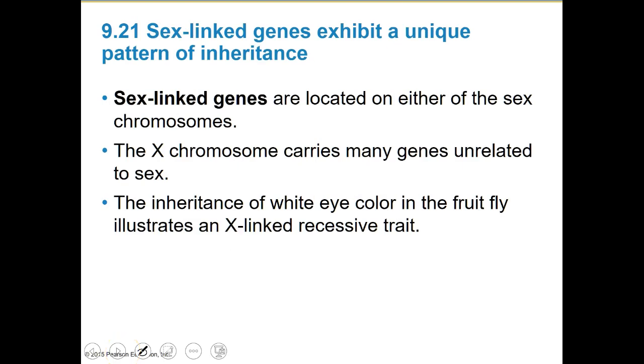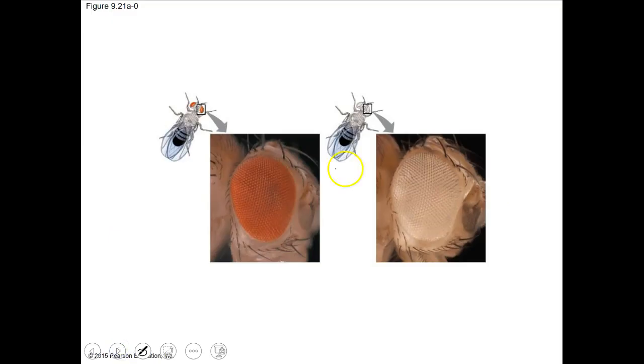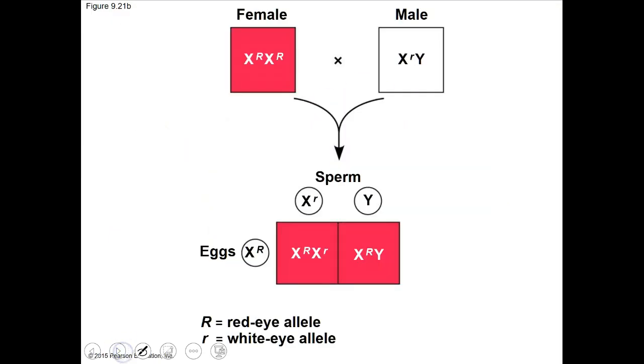All right, now to some important stuff. I mean, it's all kind of important and fascinating, but this part's what we really need. So we have sex-linked genes, and they're located on either of the sex chromosomes. So if we have a gene that's on a sex chromosome, it is sex-linked. The X chromosome carries many genes unrelated to sex. So the inheritance of white eye color in the fruit fly illustrates a sex-linked, or X-linked, recessive trait. So it's sex-linked, so the white is on the sex chromosome.